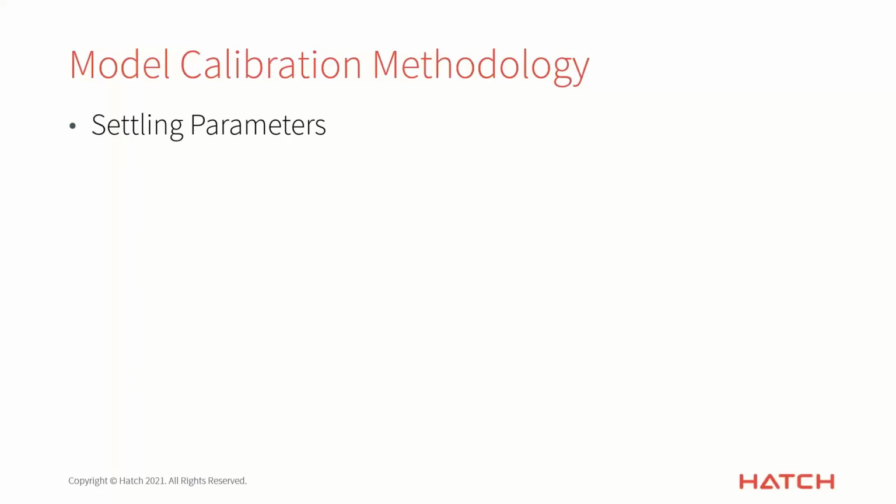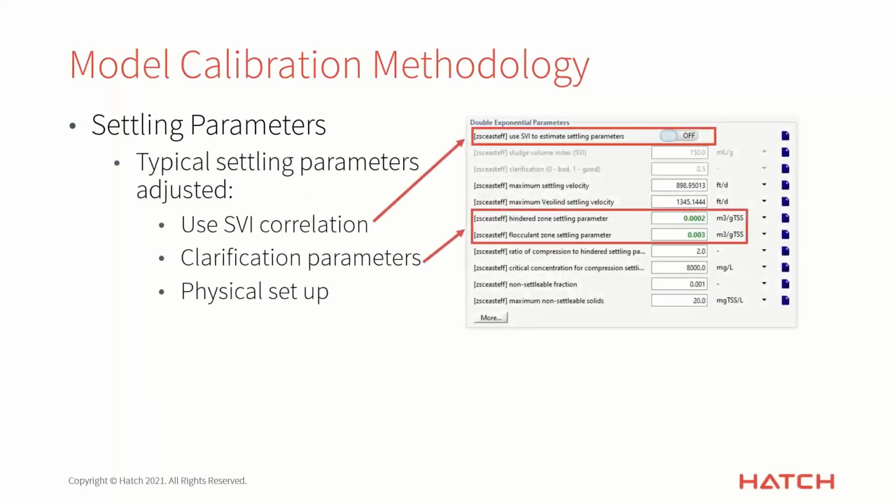All right, now moving on to the settling parameters. A pretty useful feature of our clarifier models is the SVI correlation to settling parameters that we have. So if you have SVI data, you can feed it into the model and then calibrate the SVI correlation using the clarification parameter. If you don't have SVI or you don't want to use the correlation, you don't have to worry. You can still adjust the hindered and flocculent zone settling parameters to get your clarification calibrated.